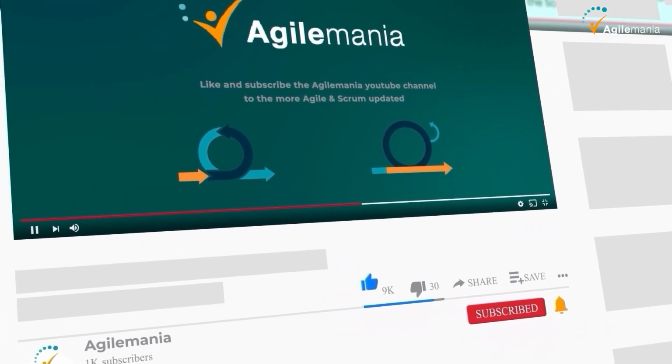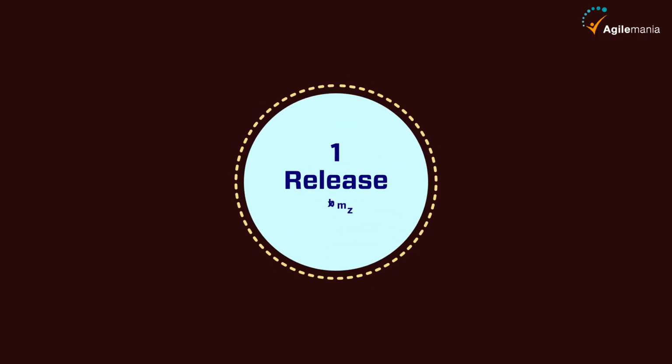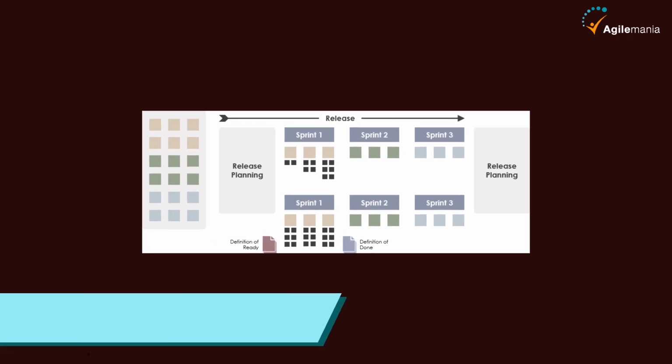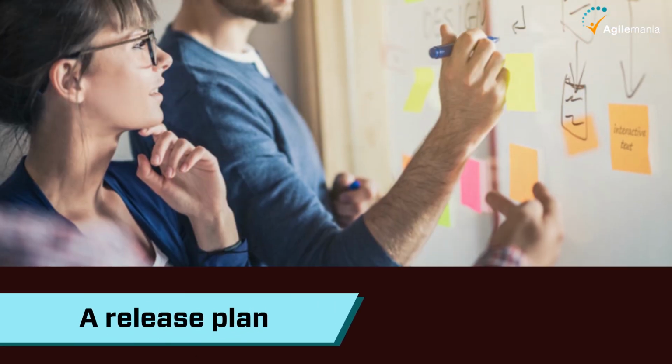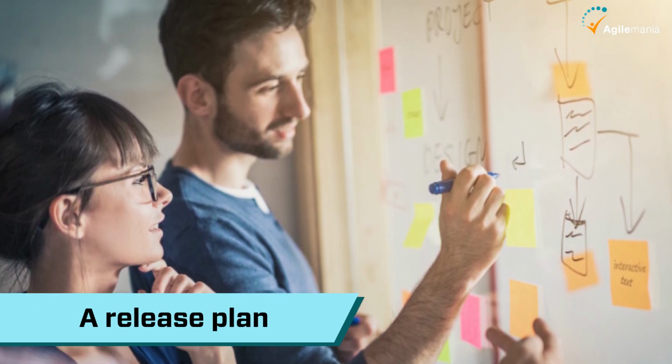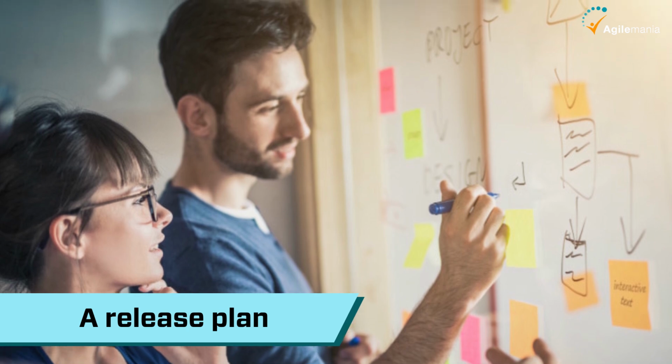Let's start with the first tool. A release plan. A release plan is a high-level overview of the features that you plan to deliver in each iteration. An iteration is a fixed period of time, usually 1 or 2 weeks, in which you complete a set of tasks and produce a working product.